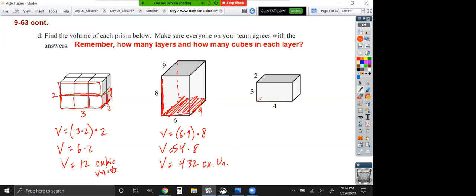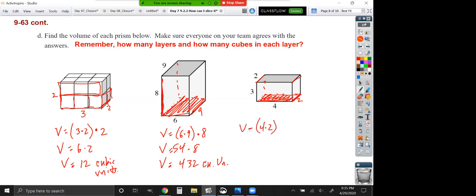So if we're looking at this bottom rectangle here, it's 4 by 2. Sometimes you got to search for this number that matches. If this is 2, this is 2, this is 2. So the base area, this part down here, is going to be a 4 times 2 rectangle.